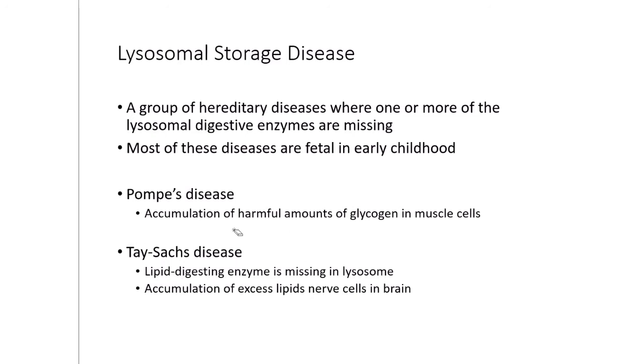Another example is something called Tay-Sachs disease. In this case, the lipid digesting enzyme is going to be missing in the lysosome. If you have an accumulation of these excess lipids in the nerve cells, then it will result in interference with brain development, and actually they're going to cause the neurons to die. And so of course, that is also going to be lethal.